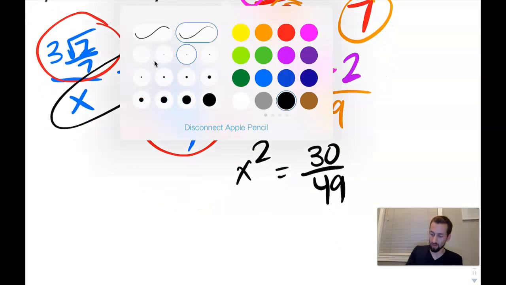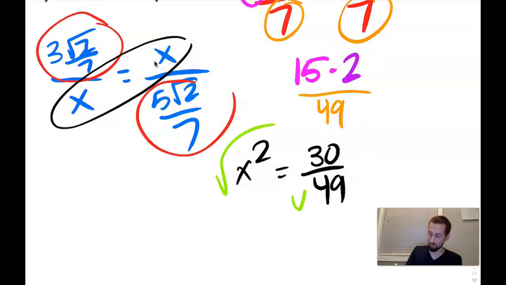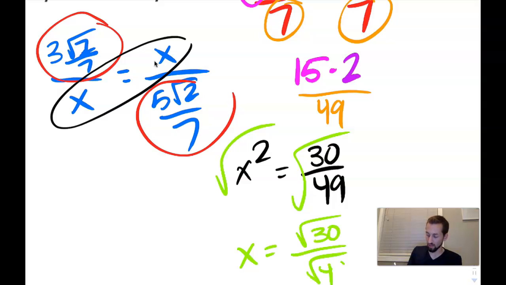So if I continue and I square root both sides, I've got x equals the square root of 30 over the square root of 49. On the bottom, you end up back with 7. And on top, I try to break this down in some way, shape, or form, and I can't. It's actually not possible. And so you just leave it as the square root of 30 over 7.